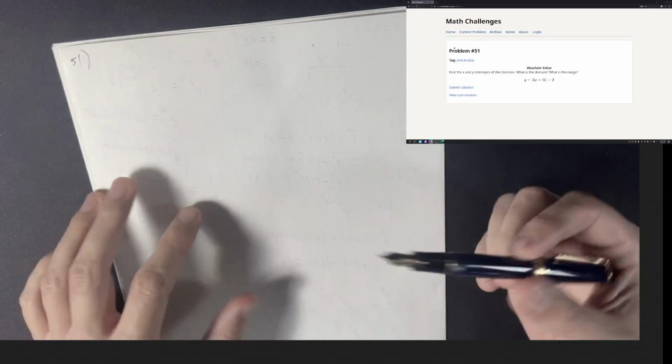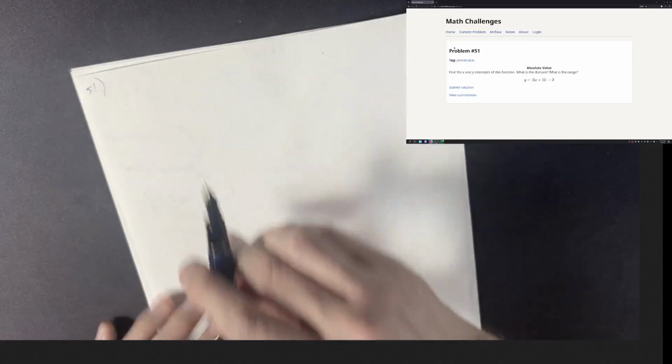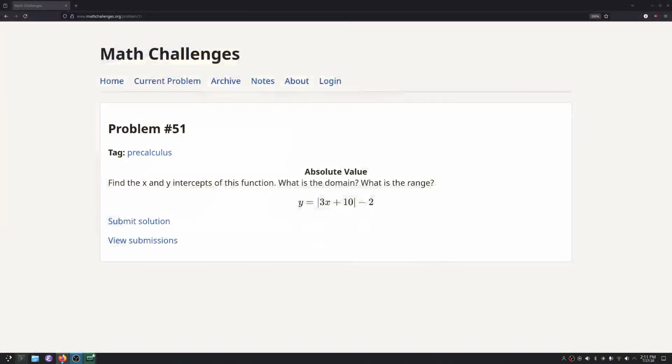All right, let's look at 51. It's a pre-calc problem. It says, find the x and y intercepts. What's the domain? What's the range? Let me blow this up for us.